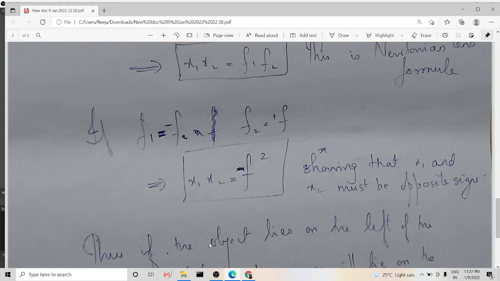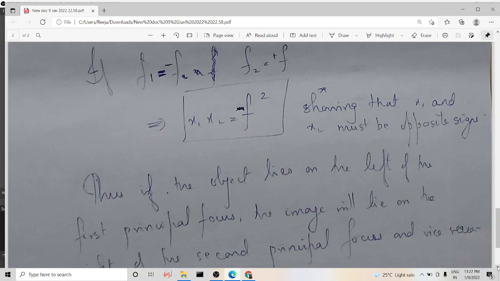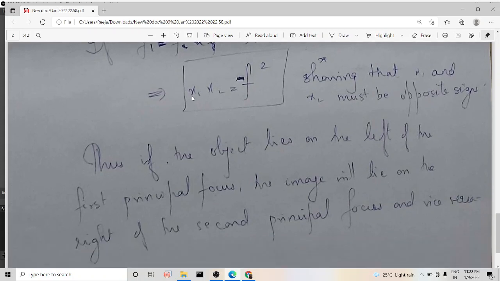What is the meaning of that? This means that if the object lies on the left of the first principal focus, then the image will lie to the right. x1 is the distance of the object from the first principal focus, and x2 is the distance of the image from the second principal focus. So what does that mean? If x1 is negative, meaning the object lies on the left, then the image should lie on the right, and vice versa.